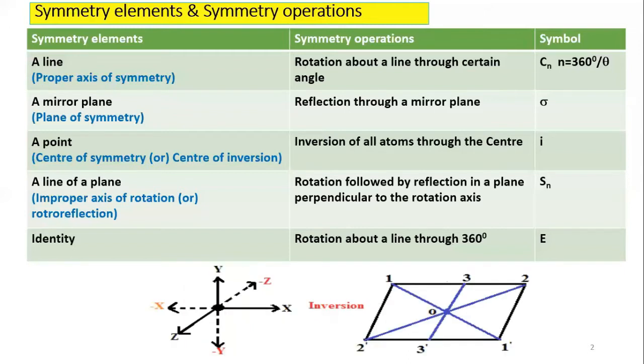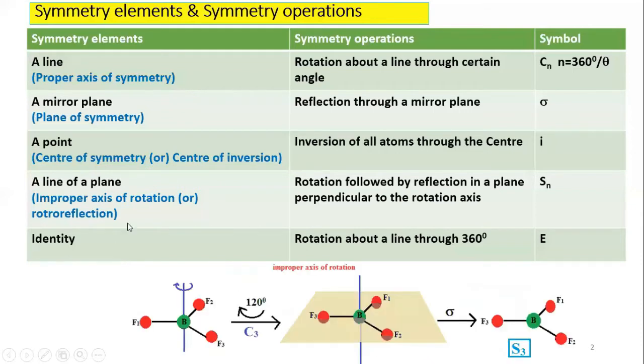The next is a point, which is taken as a symmetry element, and with respect to that point, the inversion operation is done, and that is said to be the center of symmetry or center of inversion, and it is represented by the symbol i. That is, the inversion takes place so that the points 1 and 1 dash get inverted, 3 and 3 dash get interchanged, 2 dash and 2 get interchanged. And the next is a line and a plane, meaning two symmetry elements combined in order to result in operations such as rotation followed by reflection, which lead to a symmetry named the improper axis of rotation or rotoreflection.